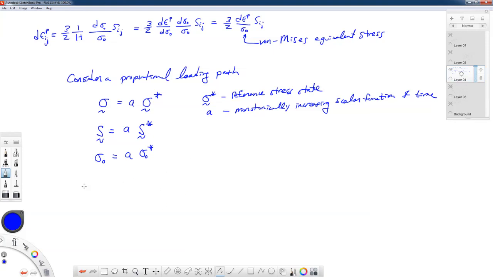Right, so if we look at this then for the increments, d epsilon ij plastic is equal to 3/2 d epsilon p over sigma naught Sij. But because sigma naught is equal to A sigma naught star, and S is equal to A S star, we have 3/2 d epsilon p over A sigma naught star times A Sij star. Of course, the A's cancel out on the top and the bottom.